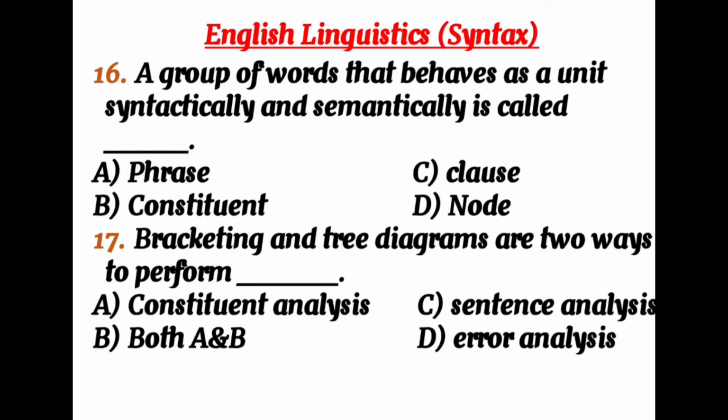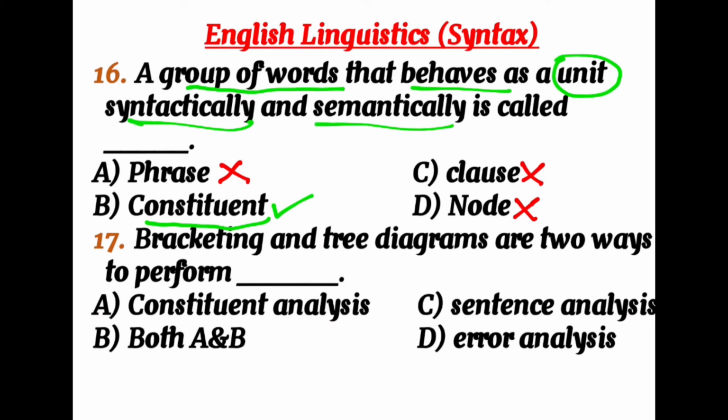First of all, node has nothing to do with this group of words. This can immediately be struck off. The next thing, a phrase and clause. If we choose phrase, then there is no reason not to choose clause. It means that both of them are incorrect, because there is no option that accommodates both A and C. So there is only one thing that remains here, and that is the correct option: constituent. A constituent is a group of words that behaves as a unit syntactically and semantically.